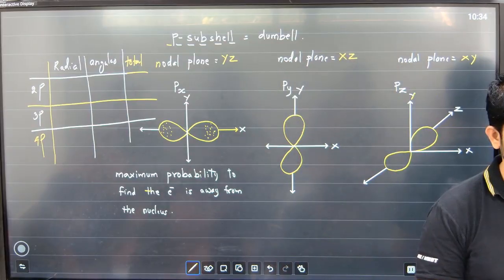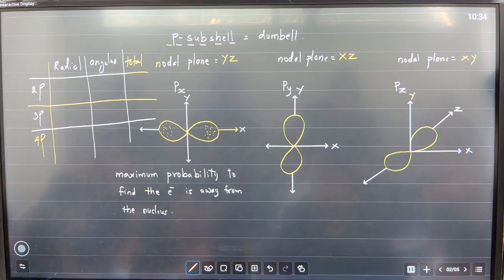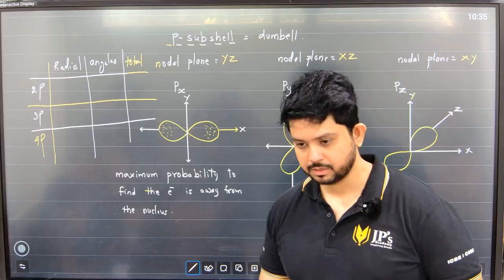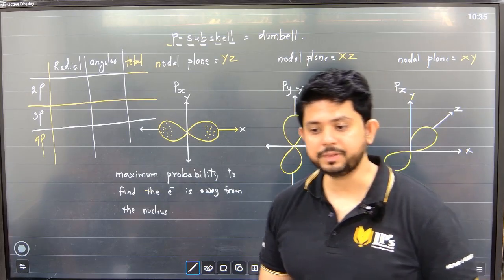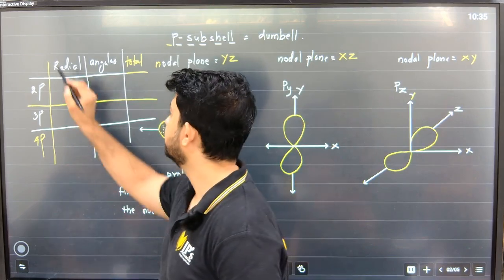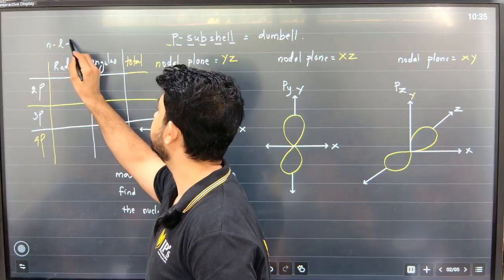What is the formula for radial nodes? N minus L minus 1. What is the value of N here? 2. What is the value of L for P subshell? 1. So what will the formula give? N minus L minus 1.